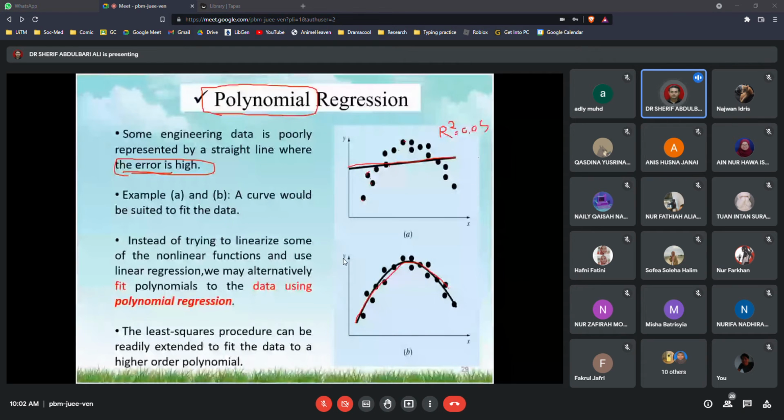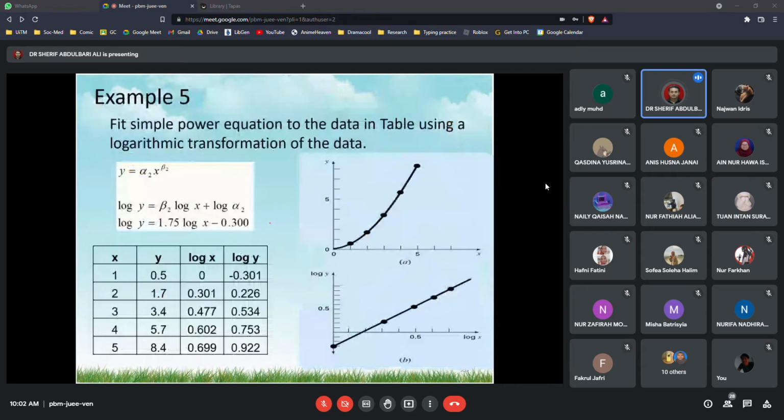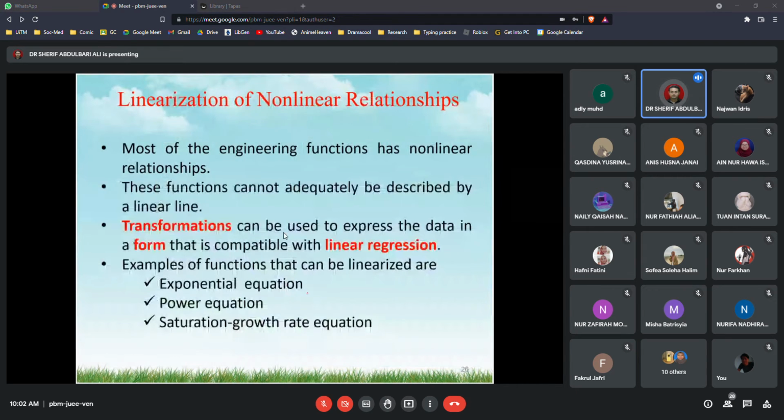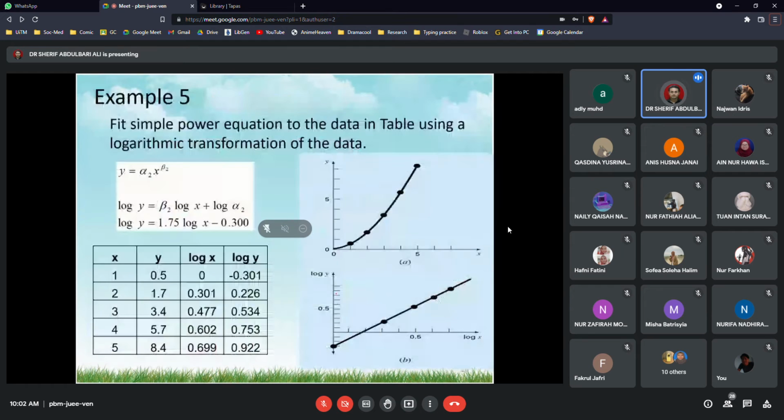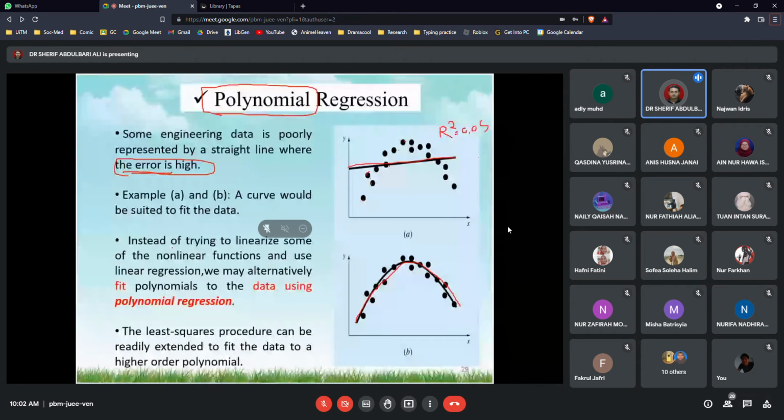So what we need to do here, if we are trying to linearize some of these nonlinear functions, remember in our previous class we were talking about linearization. We can linearize exponential or power equations or saturation growth. So instead of linearizing this function, we can just simply fit a polynomial. We can fit polynomials to the data using polynomial regression.